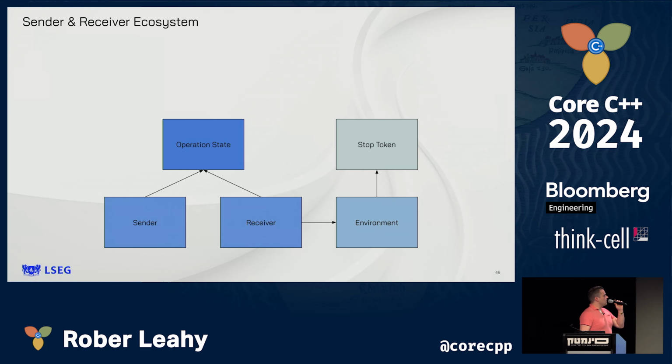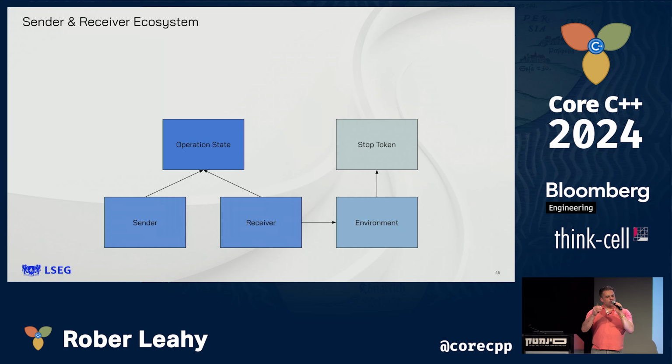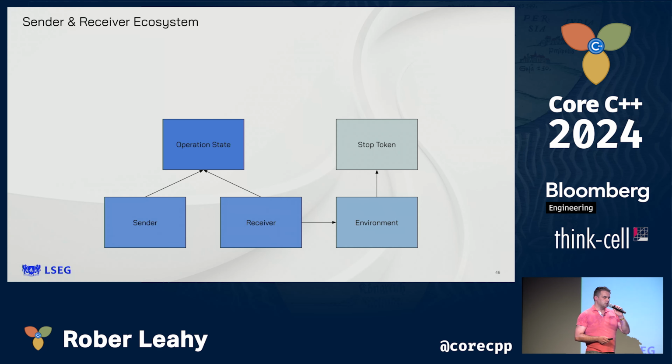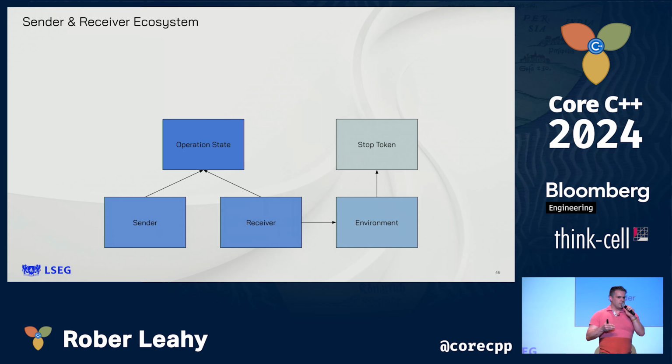Every environment can be queried as to its stop token, and a stop token provides a channel through which stop requests can flow. If the operation respects the stop token, it can wait for those requests and stop in response thereto. But that, of course, raises the question of where did the stop requests come from if the stop token is just a mechanism for delivering them?